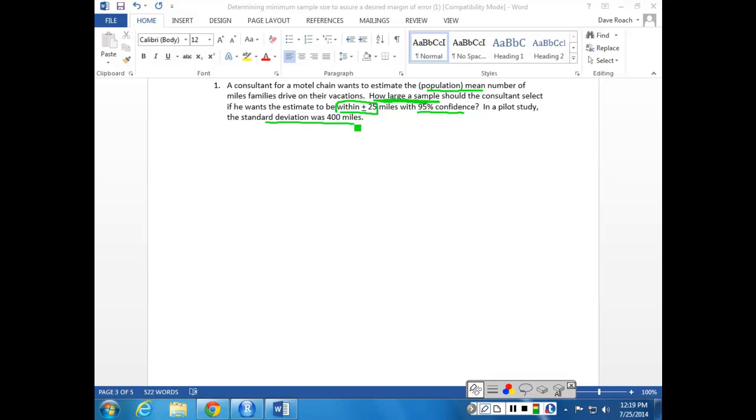So let's just write that down. We want to know what the sample size is. We want to be within 25. We want 95% confidence. That goes with a z of 1.96. And we think that the standard deviation is 400. You don't have to do this, but technically, since it's an estimate, the hat over there would be an estimate, but we'll just leave it as sigma.